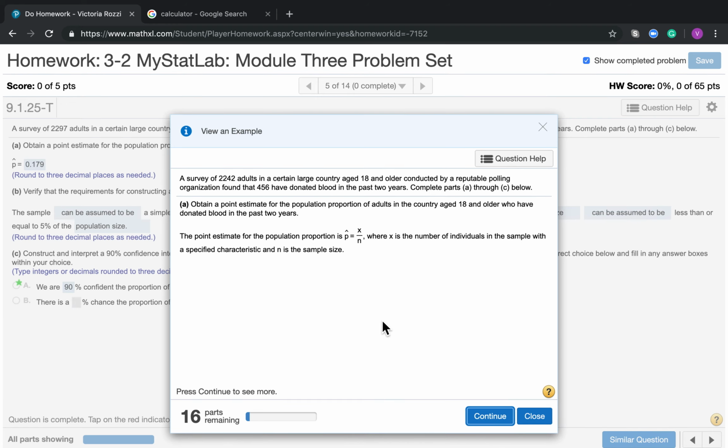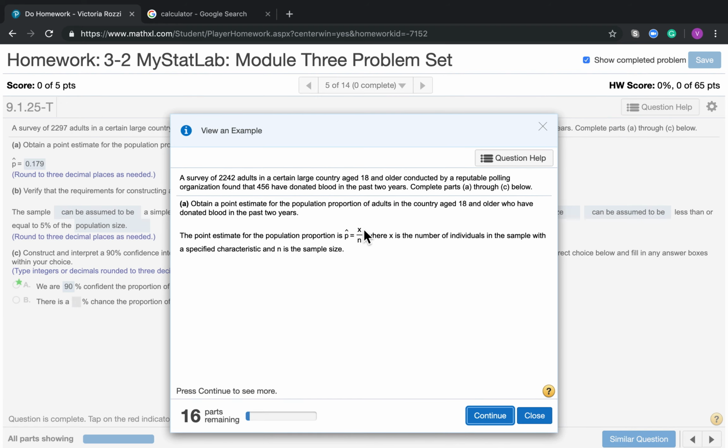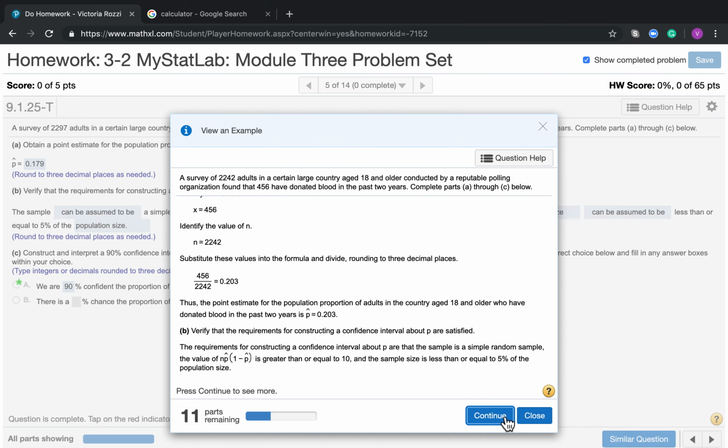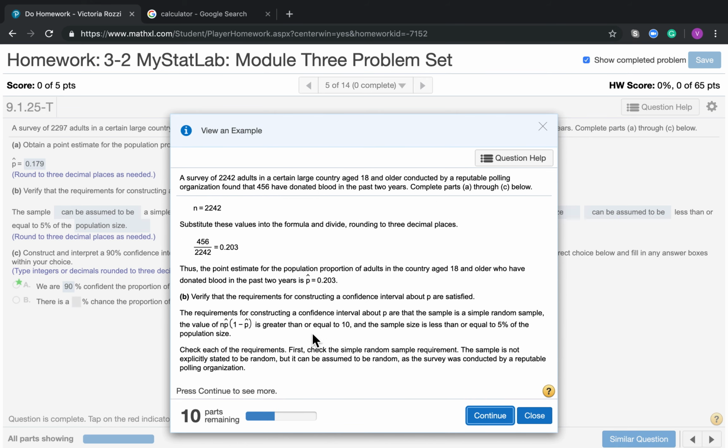And one reason I really like View an Example is, number one, it's going to show you all your formulas and explain the formulas. So here, for example, they talk about the point estimate being p hat equals x over n, where x is the number of individuals in the sample with a specified characteristic, and n is the sample size. If you continue, it's also going to tell us what we need for constructing a confidence interval.